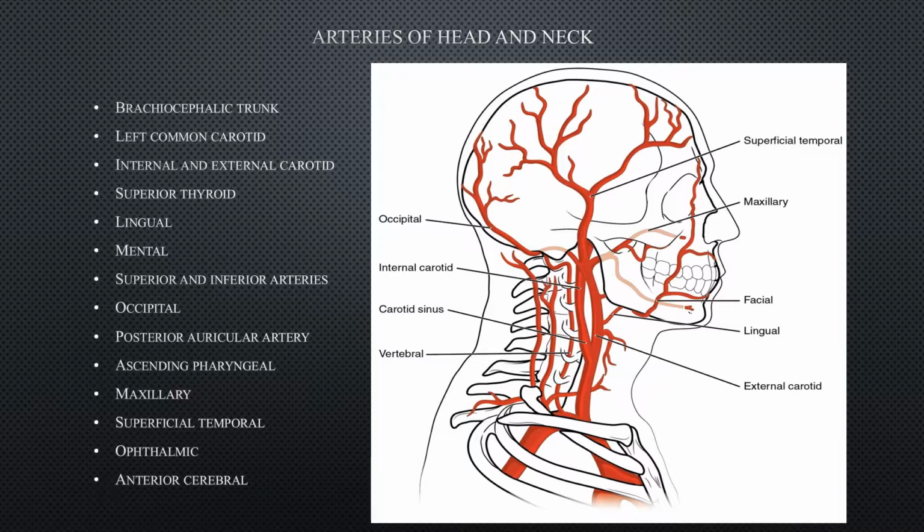The superior thyroid artery provides blood to the superior part of the thyroid gland. The lingual artery supplies the tongue with blood and the facial artery supplies most of the face.